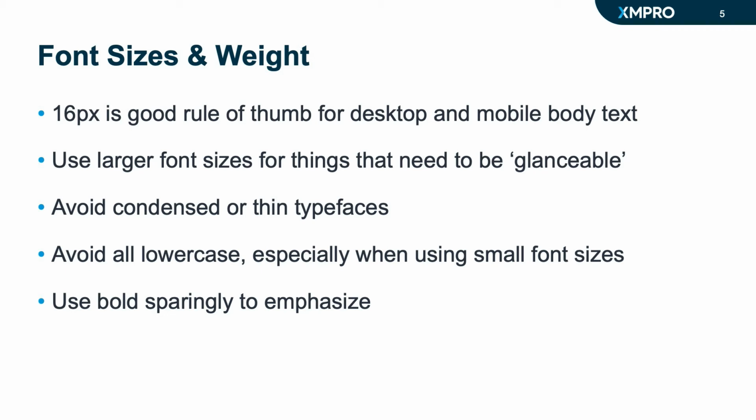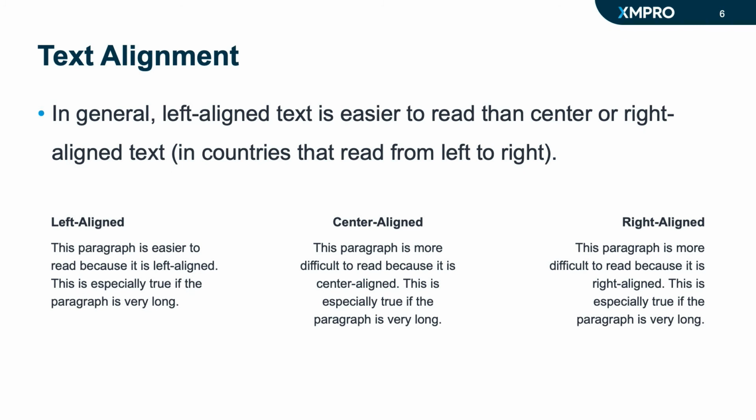Finally, use bold sparingly to emphasize key areas of text. A good example of this is to make cards and page headings bold and have most of the other text on your page the normal font weight. So let's take a look at text alignment. As I mentioned in a previous video on visual hierarchy, left aligned text is generally easier to read than center or right aligned. This is particularly true in countries that read from left to right. So here's an example at the bottom of the slide. Which one reads easier to you?